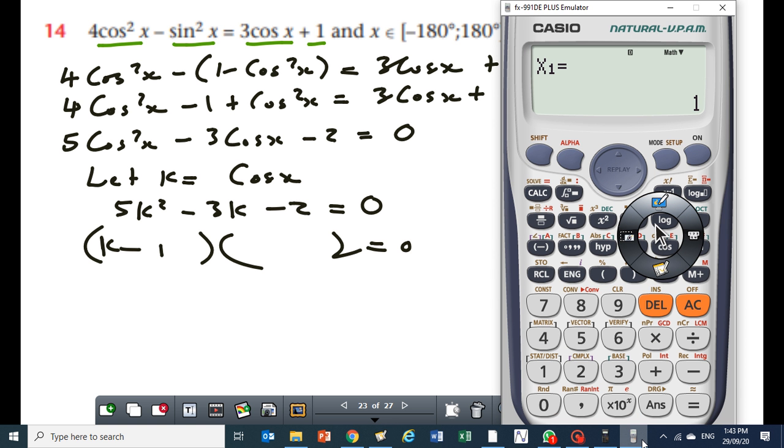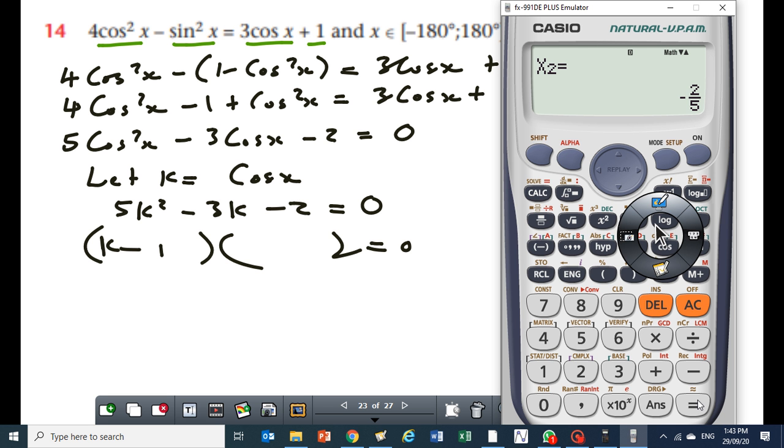To get the second one, you press equals. That x2 is your K. Now here, because you've got a fraction, you just say that K equals minus 2 over 5. The denominator there is 1. You cross multiply.